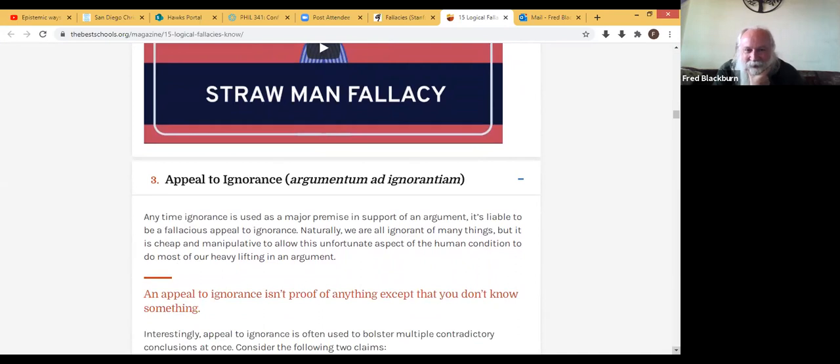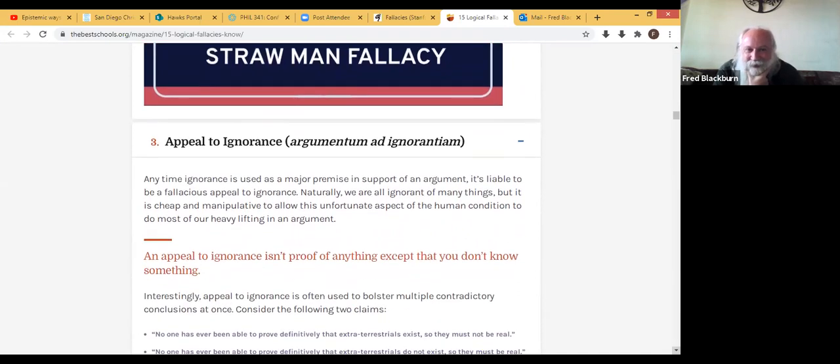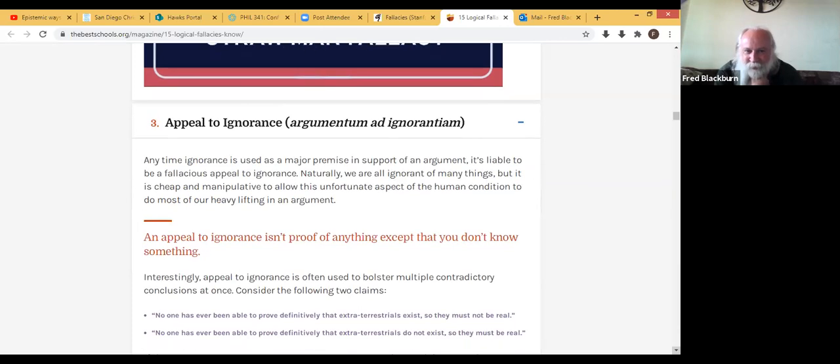Appeal to ignorance, argumentum ad ignorantiam. Anytime ignorance is used as a major premise in support of an argument, it's liable to be fallacious. Naturally, we are all ignorant of many things, but it is cheap and manipulative to allow this unfortunate aspect of the human condition to do most of our heavy lifting in argument.